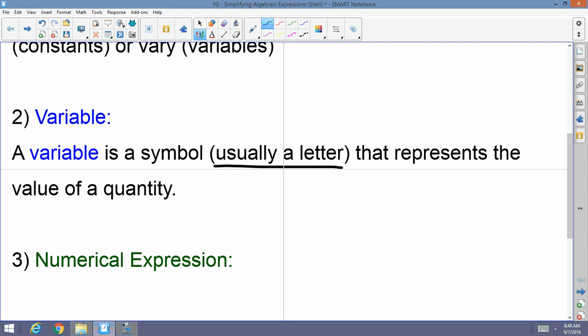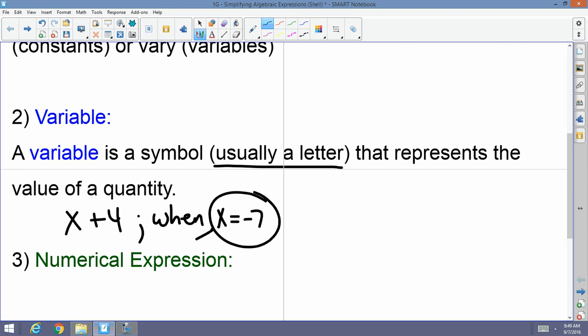Okay, we've already talked about evaluating before. That's when they give you an expression and they give you a value for the variable in the expression. That value pertains to that variable because that is what a variable is. It is a symbol used to represent a value. So if I say x plus 4, I want you to calculate this when x equals -7. Well, then this x is -7. I plug that in, so that's -7 plus 4.